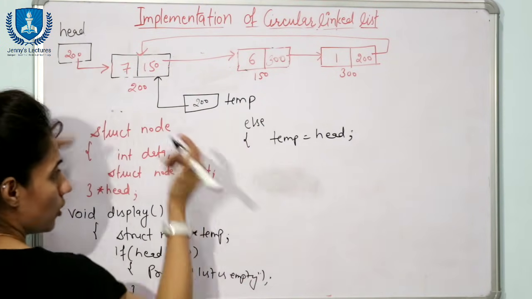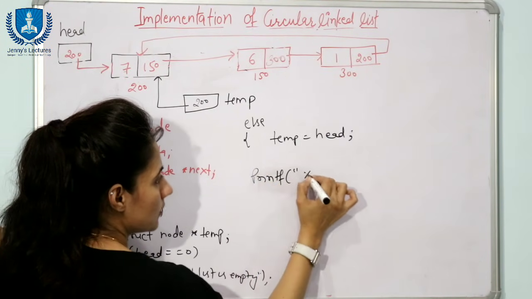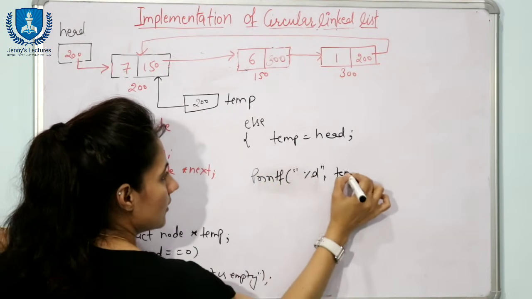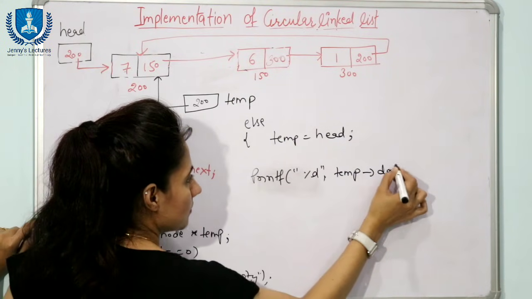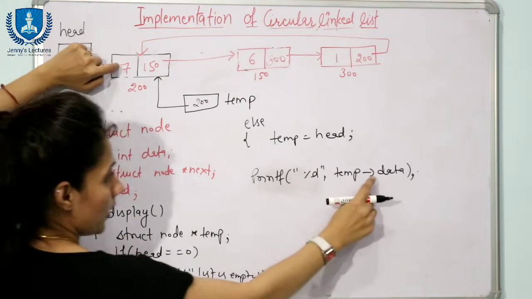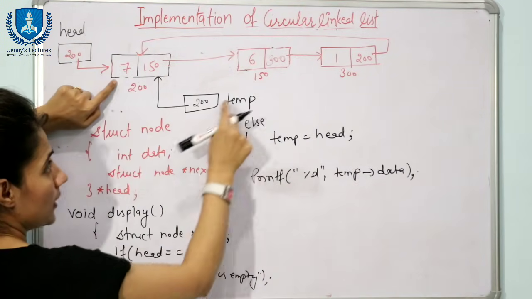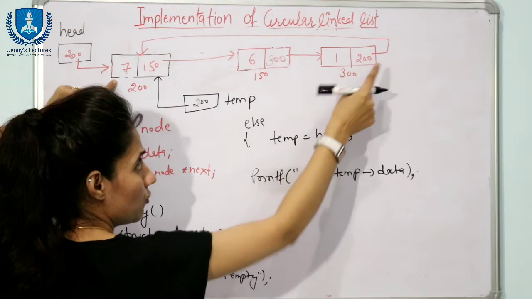Temp of data. So how can you print it? Suppose with printf, I can write %d and temp of data. This is how you can access this part of this node, temp, and the name of this part is the arrow data part. Fine. So now this will print what? 7. But now we want to print 6 also, then 1 also.